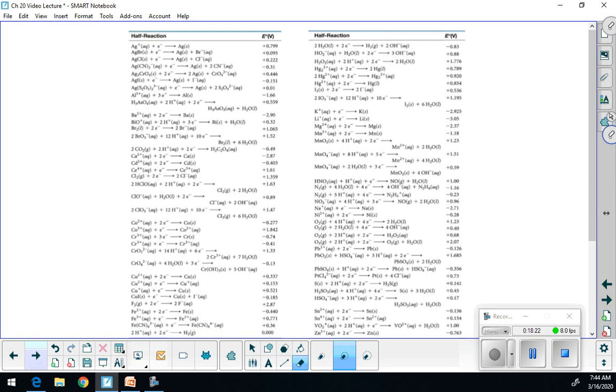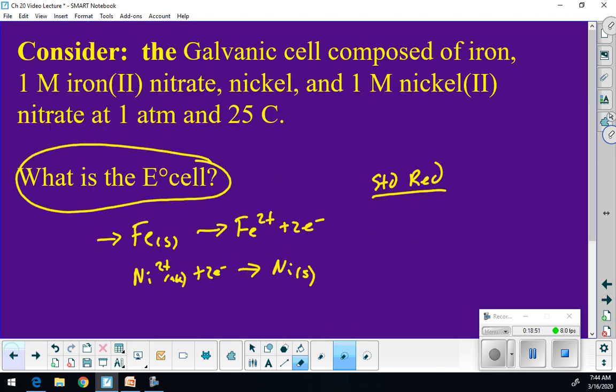Well, actually it's the opposite way. Here's iron 2 going to iron. That is negative 0.440 volts, right? And then where's my nickel? Let's find nickel. So here's my nickel reducing, and it's a negative 0.28. Is that 280 volts? No, just 0.28 volts. Cool. So now I can go back here and I can answer my question. My two potentials are what? A negative 0.440 volts. This is a negative 0.28 volts.